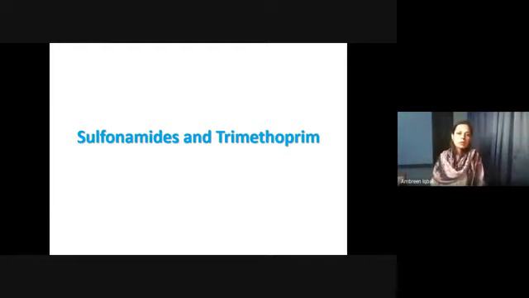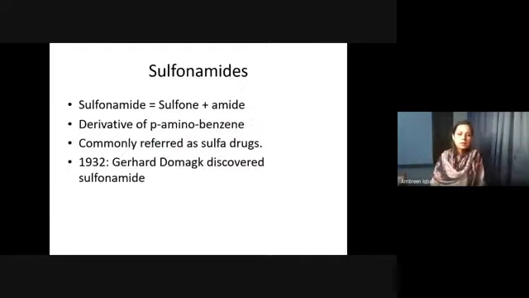Sulfonamide is derived from two words, sulfone and amide. They are derivatives of para-aminobenzene sulfonamide, commonly referred to as sulfa drugs. In 1932, Gerhard Domagk discovered these sulfonamides.